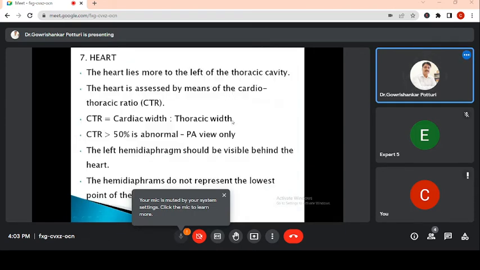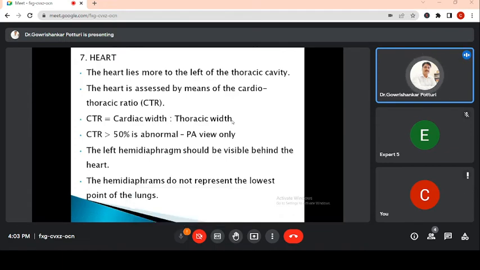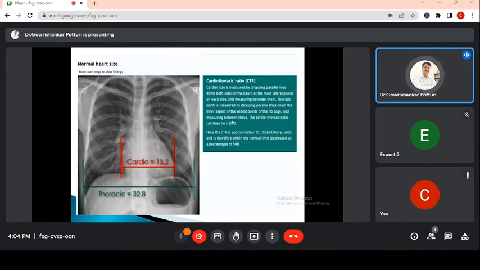Next, heart. The heart lies more to the left of the thoracic cavity. The heart is assessed by means of the cardiothoracic ratio, commonly called CTR, that is, cardiac width to thoracic width. A cardiothoracic ratio of more than 50% is abnormal in a PA view. The left hemidiaphragm should be visible behind the heart. The hemidiaphragms do not represent the lowest points of the lungs.